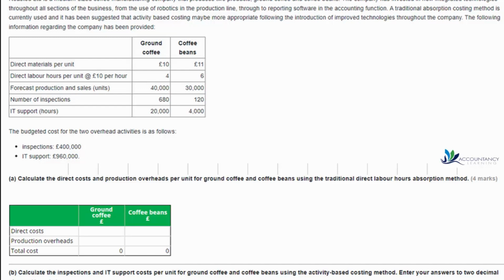Roasted Limited is a medium-sized coffee manufacturing company that produces 2 products, ground coffee and coffee beans. The company has invested in new integrated technologies throughout all sections of the business, from the use of robotics in the production line through to reporting software in the accounting function. A traditional absorption costing method is currently used, and it has been suggested that activity-based costing may be more appropriate following the introduction of improved technologies throughout the company. The following information regarding the company has been provided.